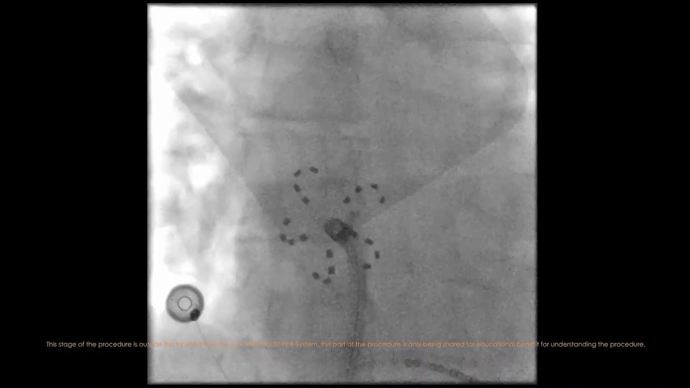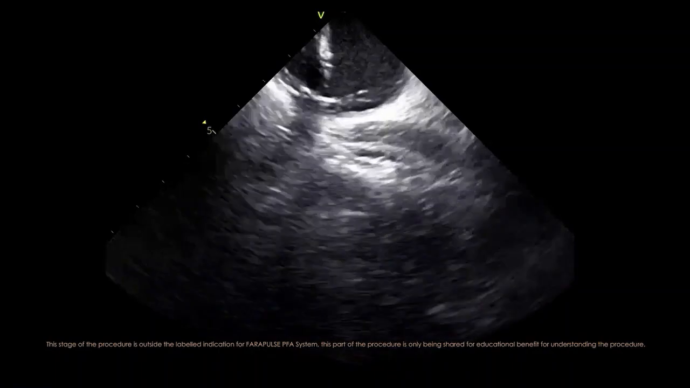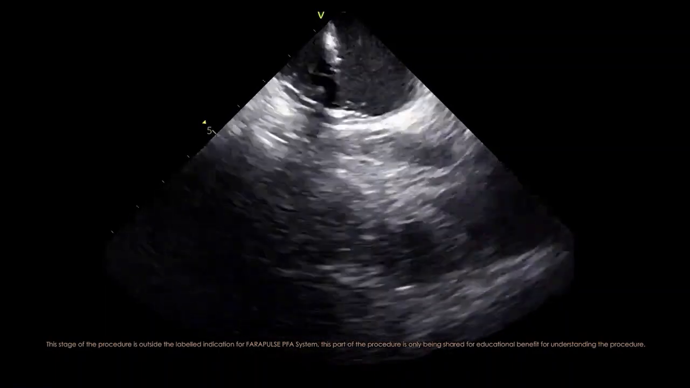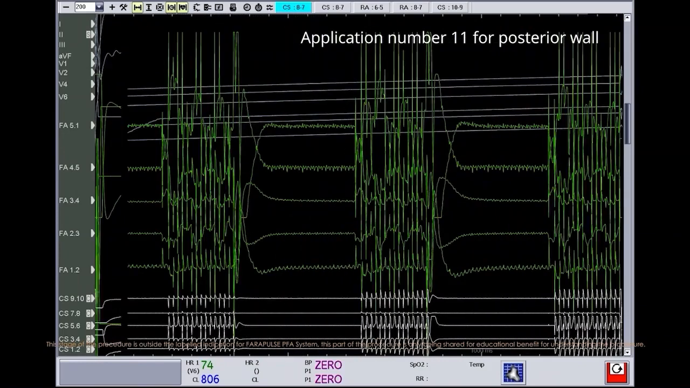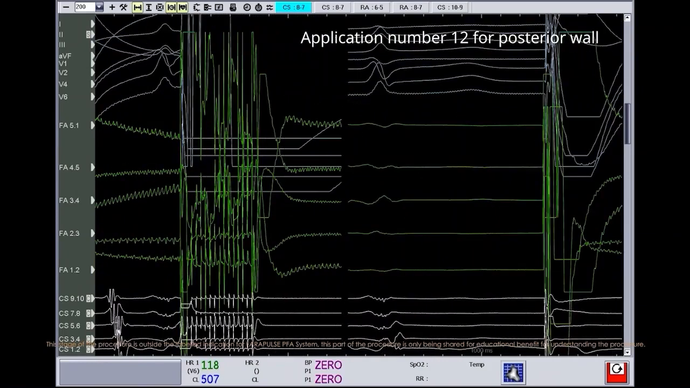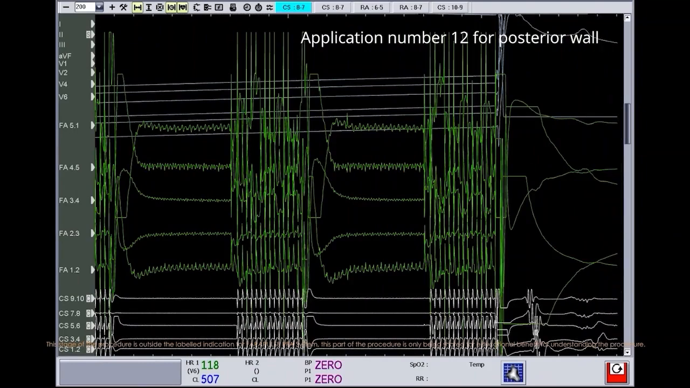Again, we aim to have about 50% overlap between positions. The ICE is used to confirm good apposition of the flower against posterior wall. At each side, 2 applications are deployed.